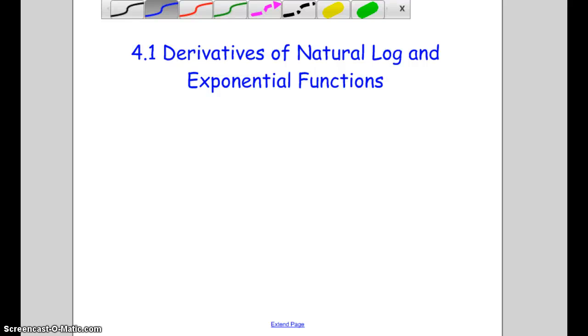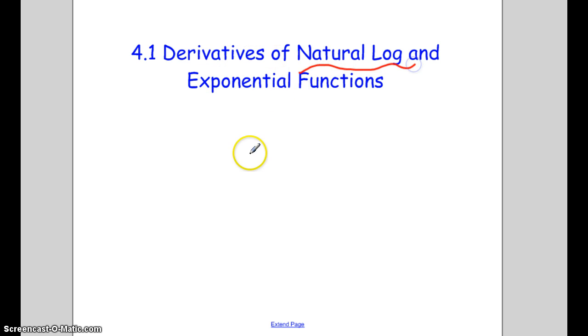Hi, IB SL2. We are starting our next unit, which is actually our last derivative unit, and we are going to be talking about the derivatives of natural log functions. So we're talking about y equals the natural log, so ln of x, and then we're also talking about exponential functions. In other words, y equals e to the x.